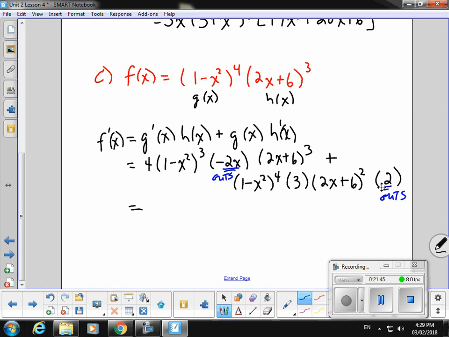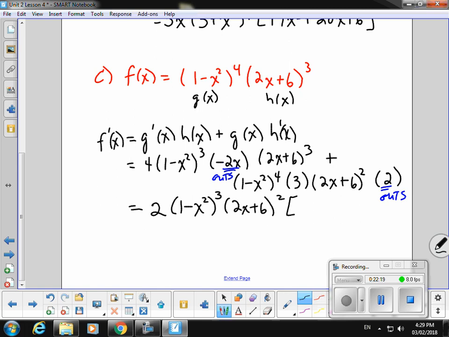We are looking for a greatest common factor. So for the 2 piles, I am looking for numbers. I have a 4 and a negative 2. In the second I have a 3 and a 2, so 2. I have an x where I've underlined guts in the first one, but no free roaming x's in the second. I see brackets with 1 minus x squared. So I go with the smallest power of that, which is 3. I have some 2x plus 6's in both piles. I go with the smallest power, which is that.